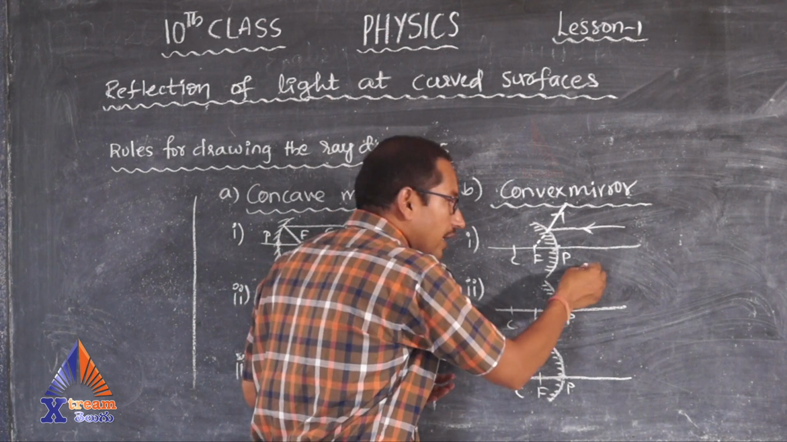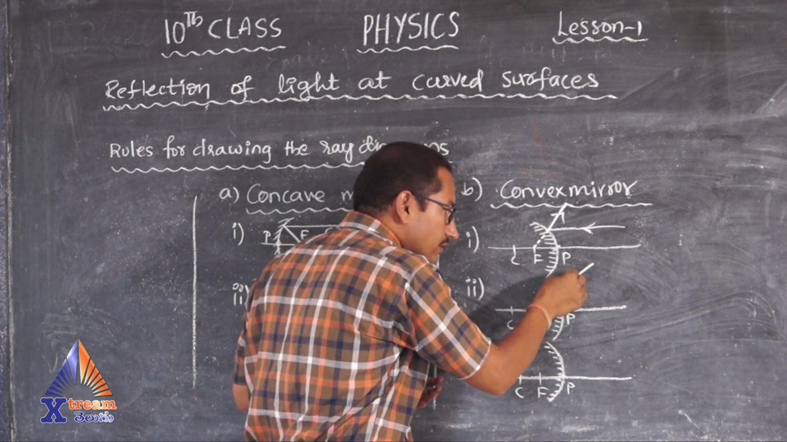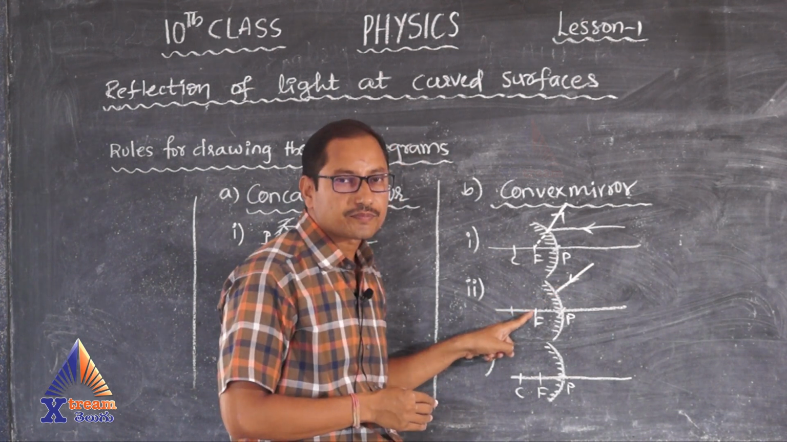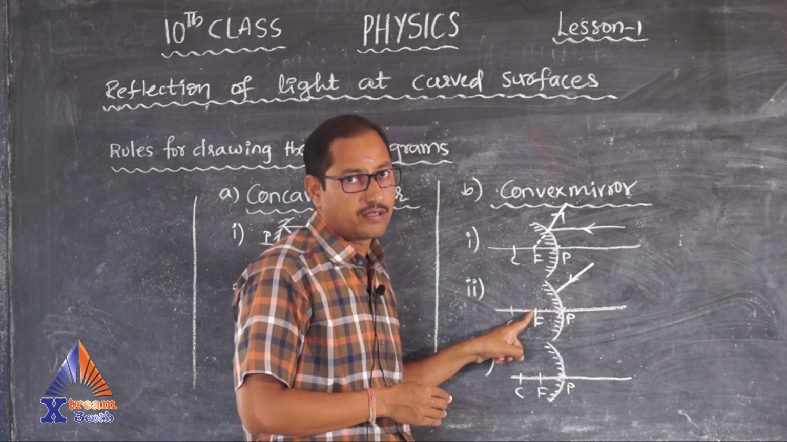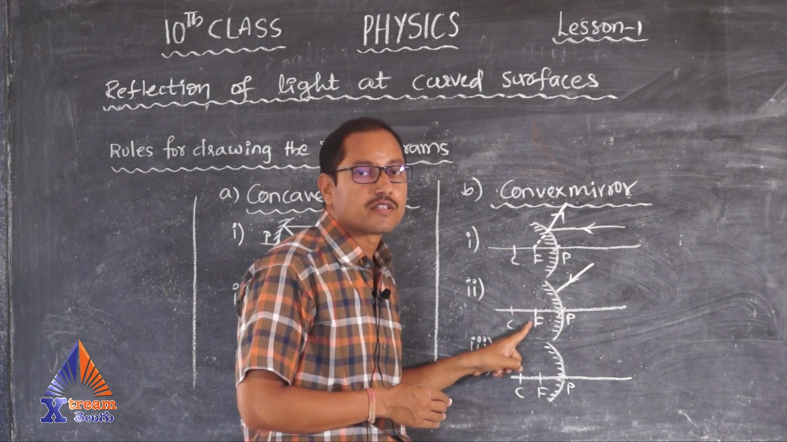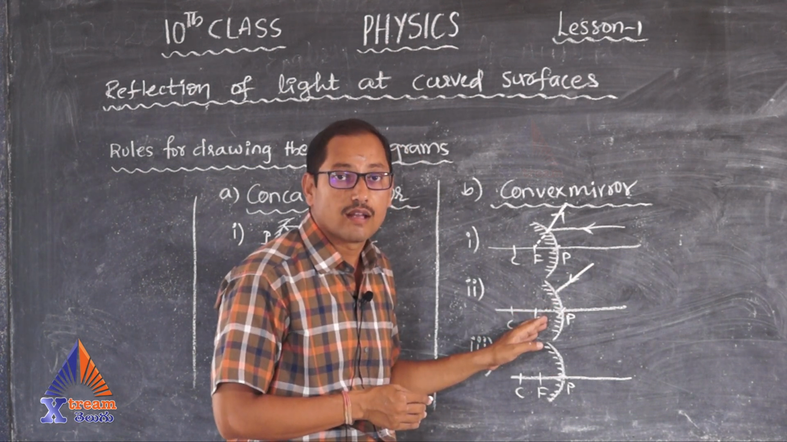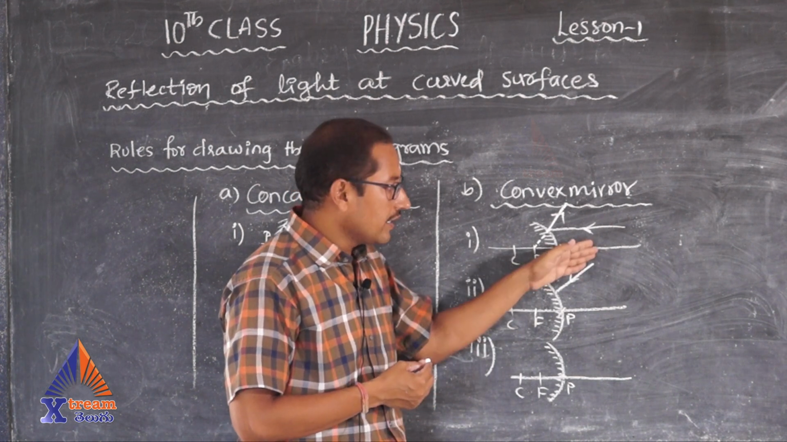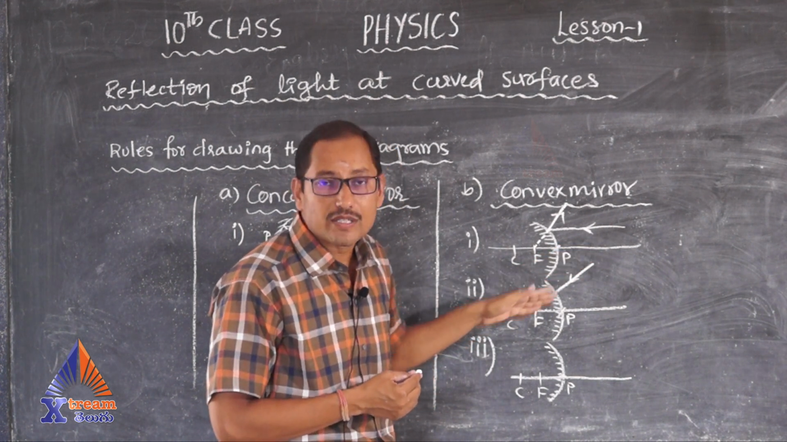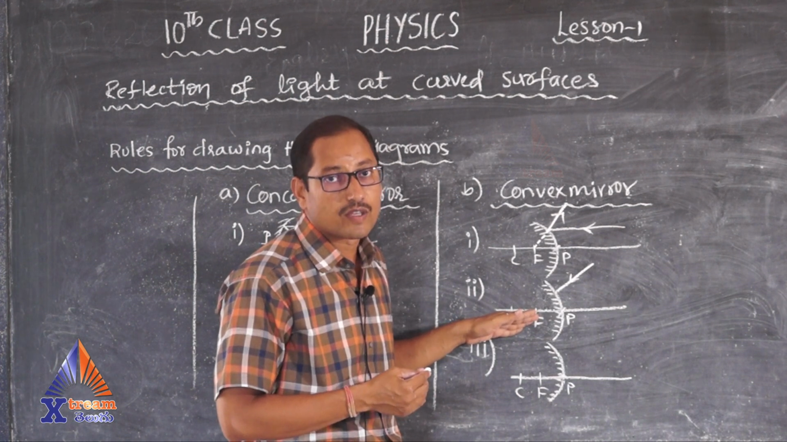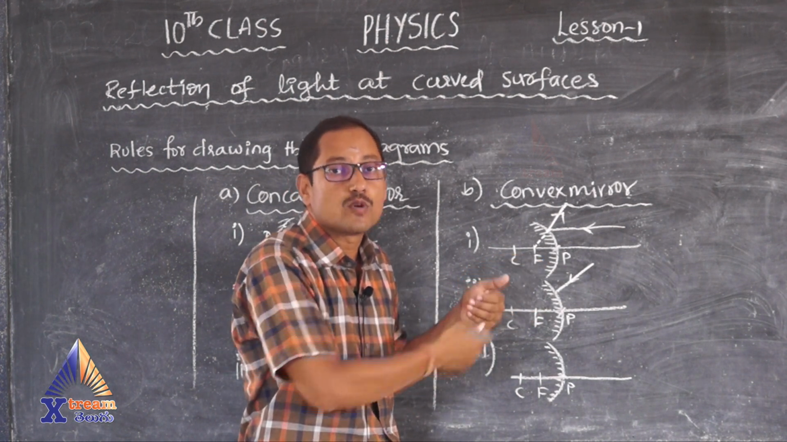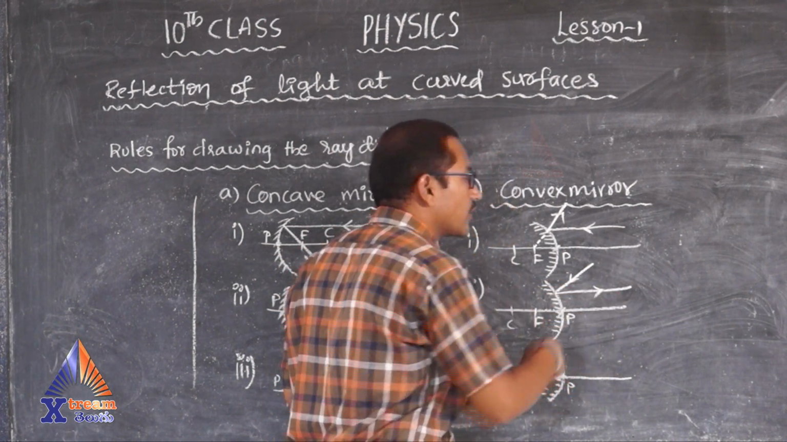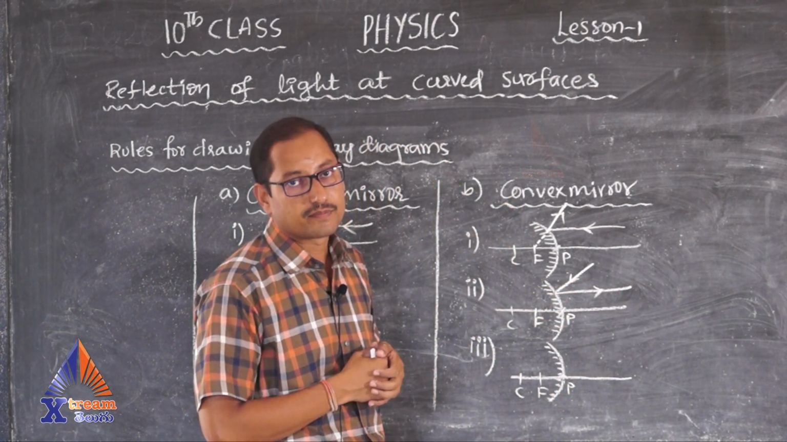If at all any ray is considered in such a way that it is traveling towards the focus, as such the ray will not reach the focus. Why? Because focus is lying inside the mirror. So it is considered to be traveling towards the mirror, towards the focus. If it is traveling towards the focus, then it is reflected in parallel to the principal axis.